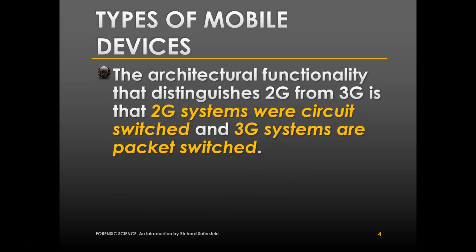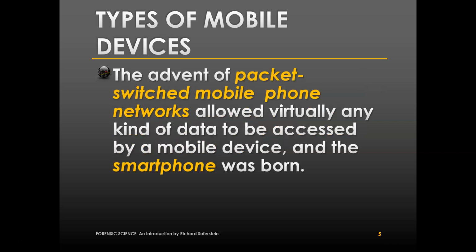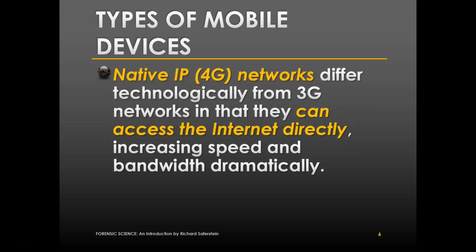The architectural functionality that distinguishes 2G from 3G, which I know by your standards is still pretty old, is that 2G systems were circuit switched, while 3G systems are packet switched, which is why they were able to be faster. The advent of packet switched mobile phone networks, that 3G, allowed virtually any kind of data to be accessed by a mobile device, and thus the true smartphone was born with the advent of 3G. Before that, they were, I guess, still technically kind of smartphones, but not true smartphones.